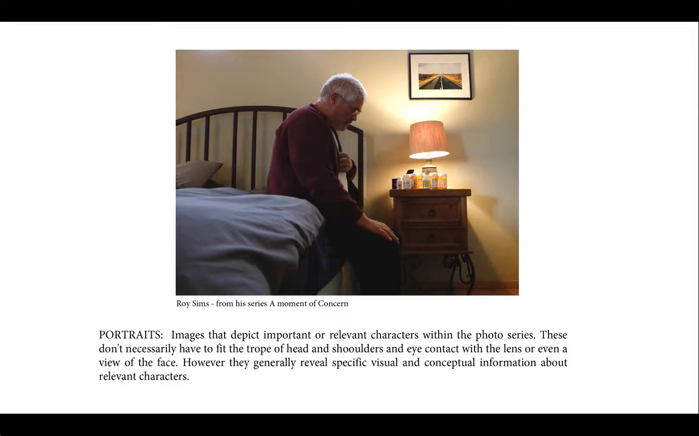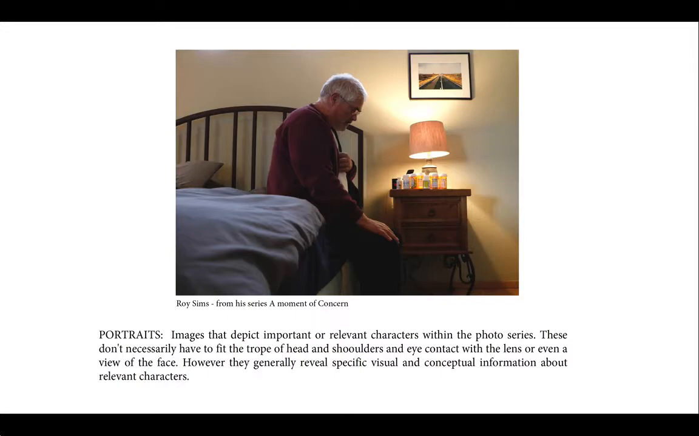And these images don't necessarily have to fit the trope of a head and shoulders shot with eye contact, or even a view of the whole person. A portrait of someone could just be their hands and some important objects. However, generally in documentary, they do reveal specific visual information and oftentimes conceptual information about the relevant characters and how they connect to the greater theme or the story.